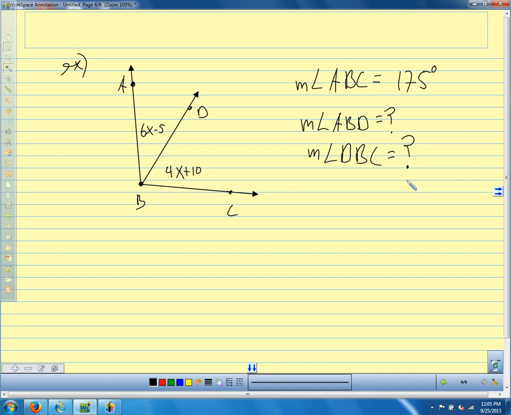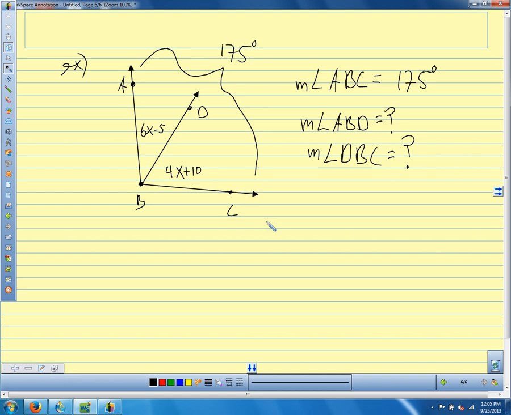Well, first off, let me ask you a question. Which angle is angle ABC? The biggest one. We're talking about this big one. So if it helps you, label this. That's 175 degrees. So the biggest angle is 175 degrees. Well, what does the angle addition postulate tell us? That we can add small angles together, and it gives us bigger angles.